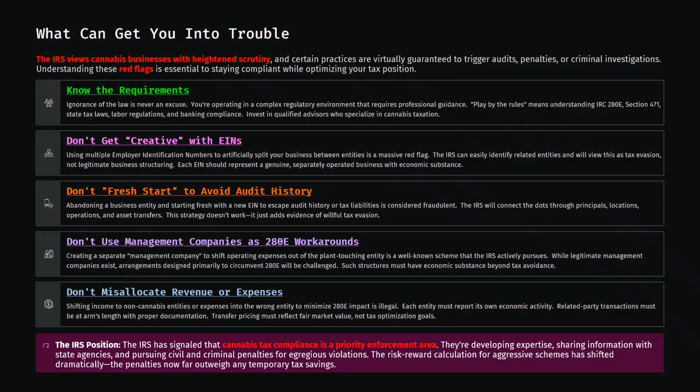So the better play is to understand the rules, document everything, and use legal, well-supported strategies under IRC 471, not shadow structures. And the bottom line is, don't outsmart yourself trying to outsmart the IRS. If you're unsure whether your entity structure would hold up in an audit, get a second opinion, because it's a lot easier to fix it now than to defend it later.